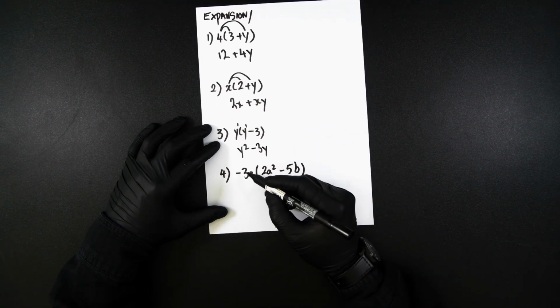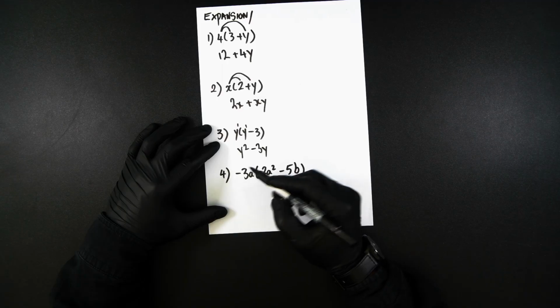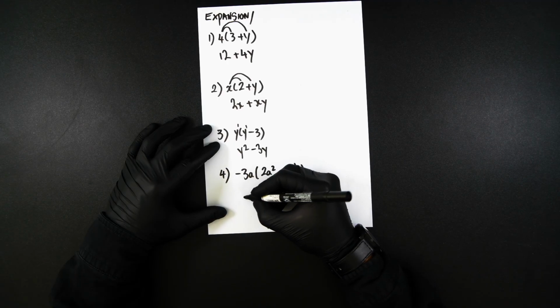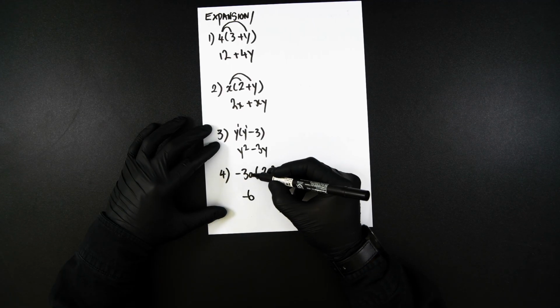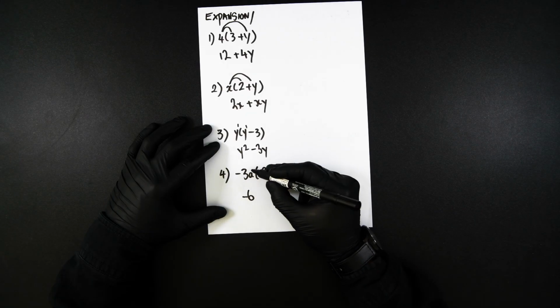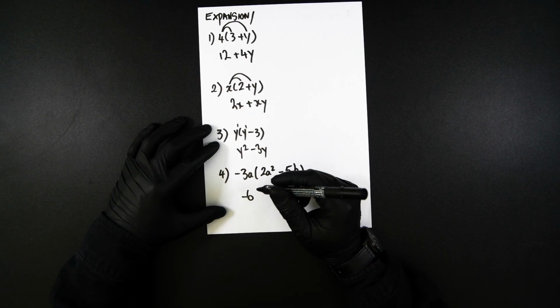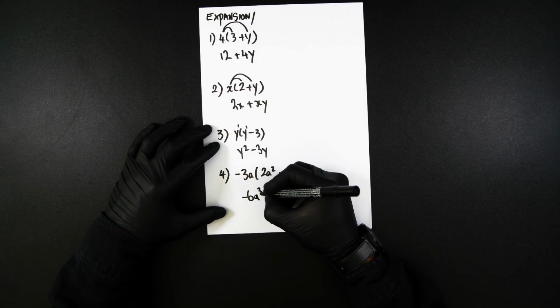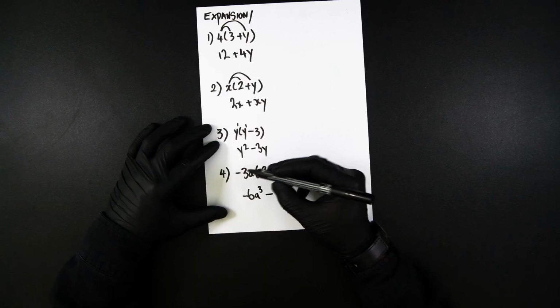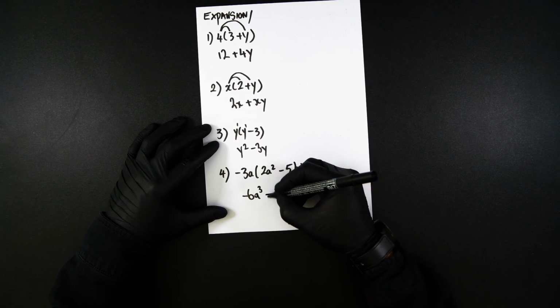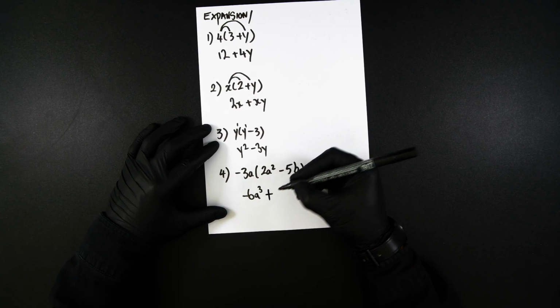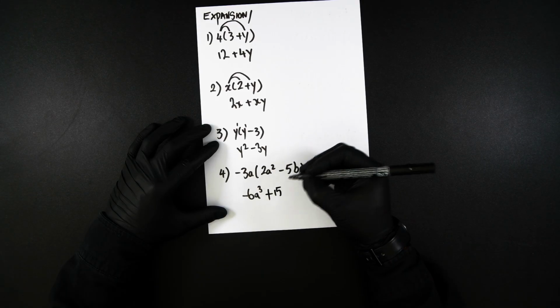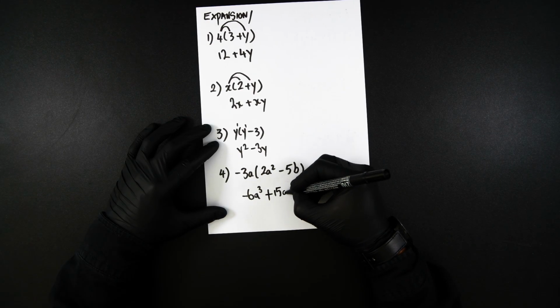Here we have a variable and a number. So let's do minus 3 times 2, which is minus 6, and a times a squared. So if we add up the two powers, it'd be 2 plus 1, which would then be a to the power of 3. And then we'd have minus 3 times minus 5. So that's going to be positive 15. And then a times b, which is ab.